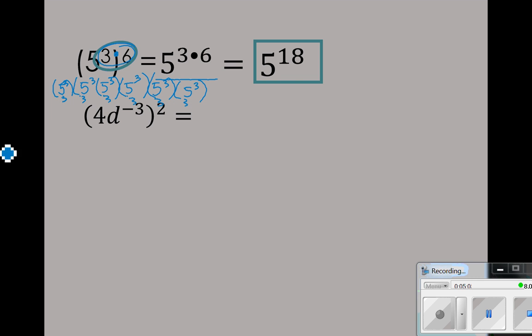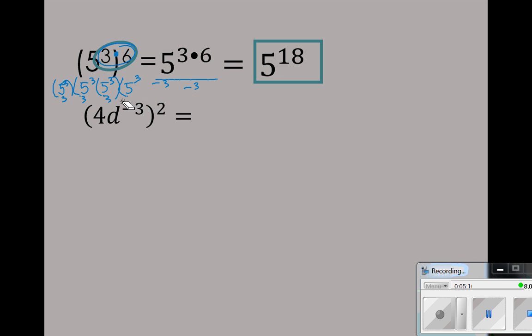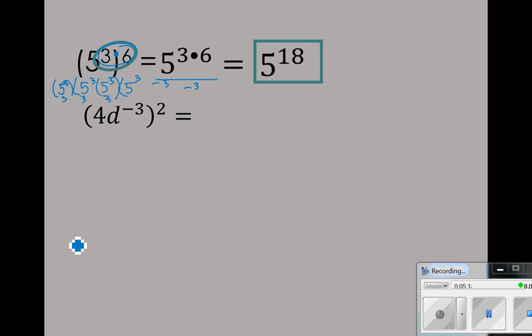Here's the next one. Let me erase what we have in there. Go ahead and copy that problem down. You can see that it is power to a power because it is negative 4d to the negative third power raised to the second power. So anytime you say raised, you're doing a power to a power. Now that 2 has to be applied to everything inside the parentheses. So because 4 doesn't have an exponent there, it doesn't mean that there's not one there. So this is actually 4 to the first power, d to the negative third power. That is all raised to the second power.